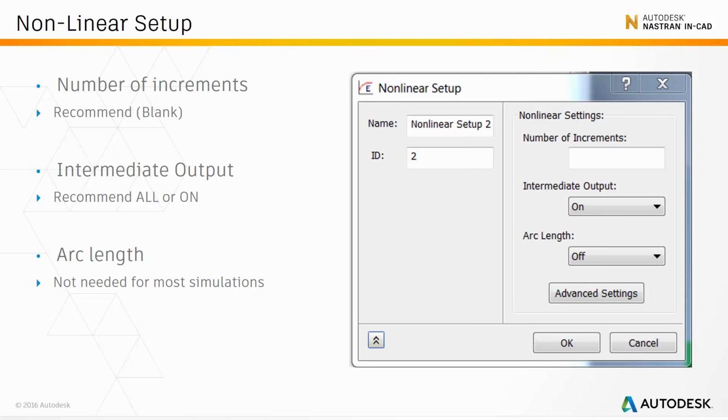Arc length is typically turned off by default, as is intermediate output, which can be turned on. Arc length is predominantly used in analysing snap-through of nonlinear problems. So in most instances it won't need to be adjusted, but if you are using snap-through, you can also turn on the arc length option.